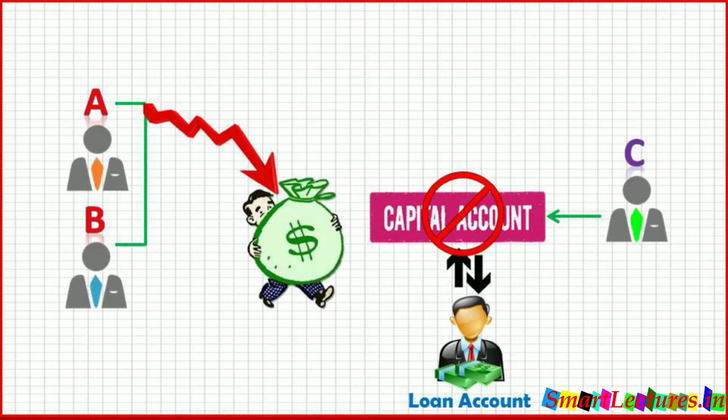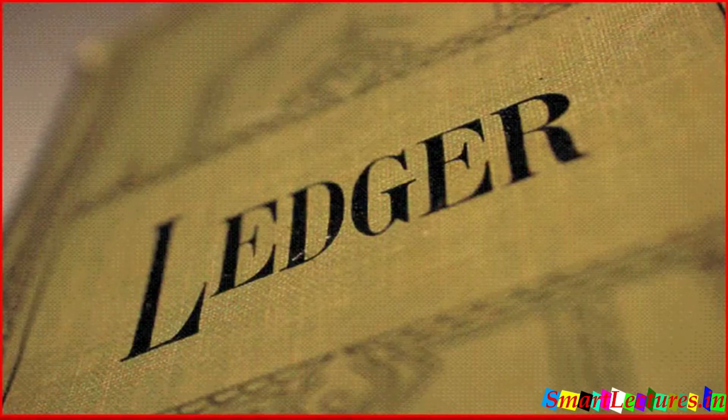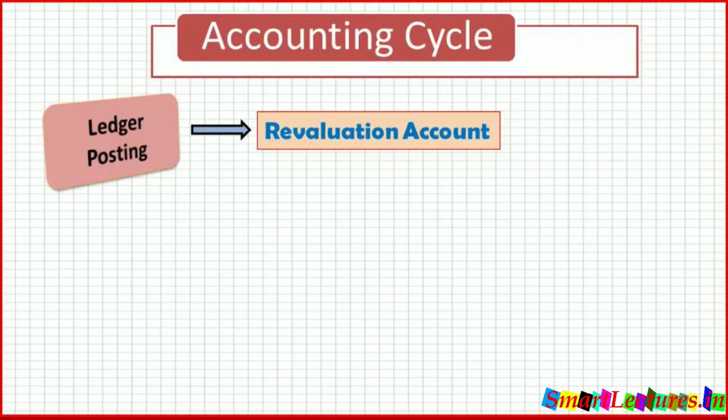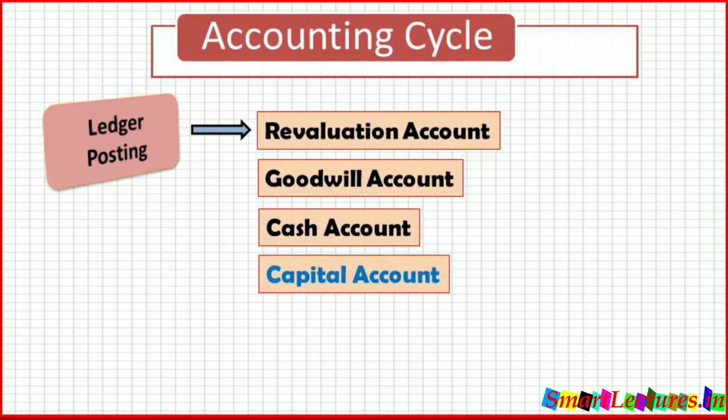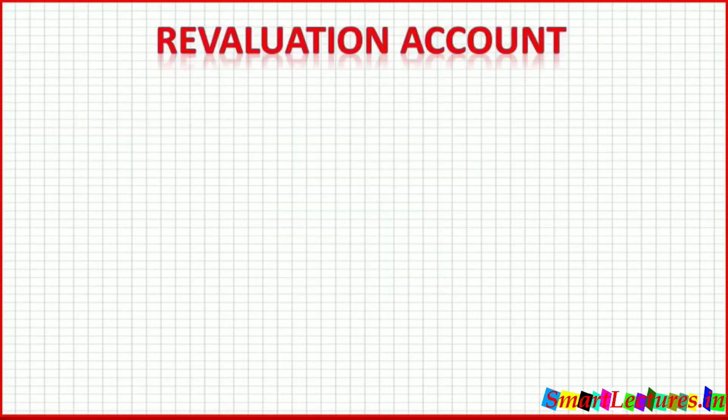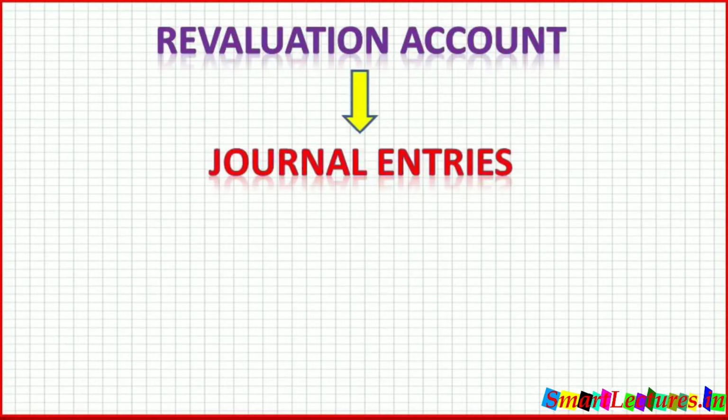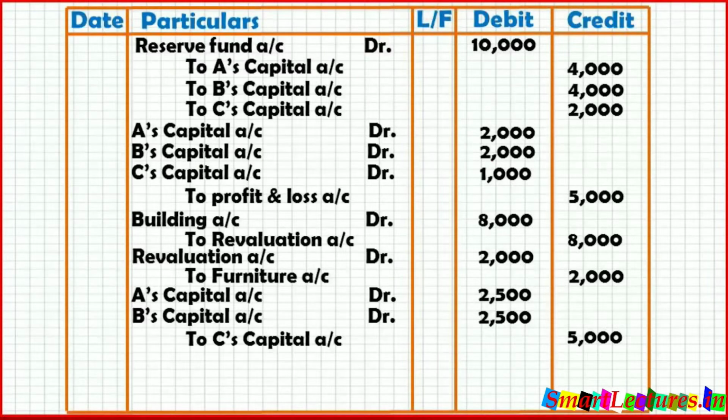Now let's move to the ledgers. After the journal entries, we have to make the ledgers, and this should be the order of the ledgers. Number 1, first of all, we have to prepare revaluation account, and then goodwill account, then cash account, and then capital accounts. So first of all, revaluation account. Revaluation account will be prepared on the basis of journal entries we have passed. So have a look at the journal entries.